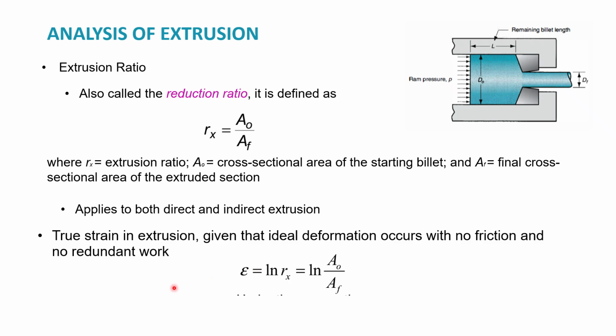The true strain in the extrusion, given the ideal deformation, occurs when there is no friction and no redundant work. So the true strain is equal to the ln of the initial area over the final area. If we consider that the area is pi r squared, we can say that the ln is equal to the RO squared divided by the RF squared.